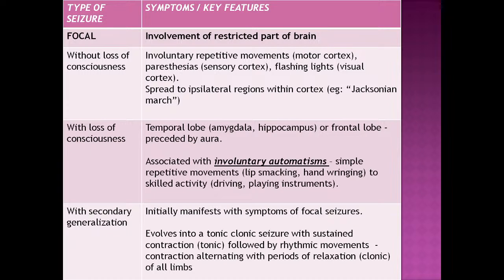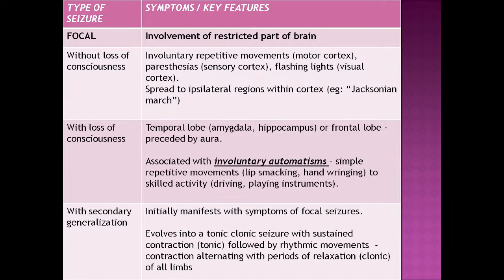Then what about focal seizures with loss of consciousness? This happens typically when the temporal lobe is affected, when structures like the amygdala and hippocampus are affected, or sometimes the frontal lobe is affected. Here, generally the patient will have an aura or a pre-ictal phase before the seizure happens. Involuntary automatisms are a characteristic feature of these types of focal seizures with loss of consciousness.